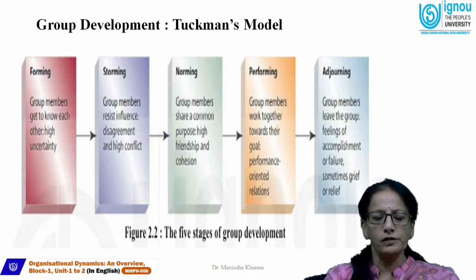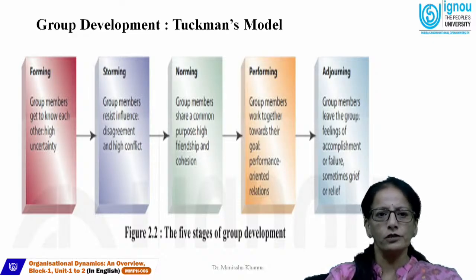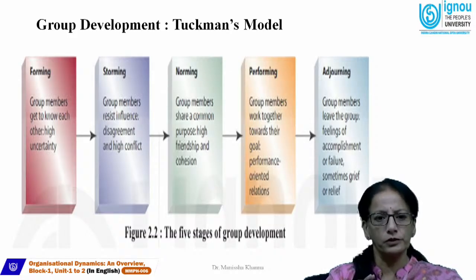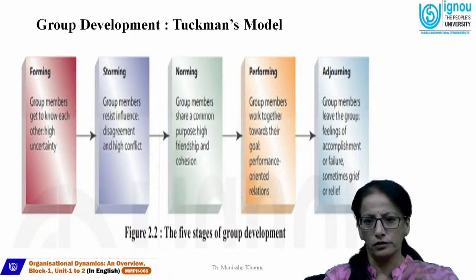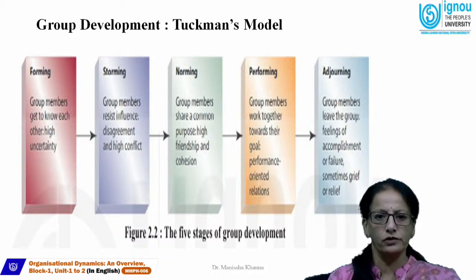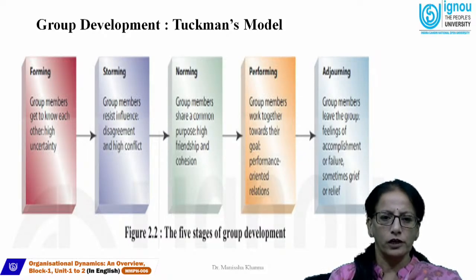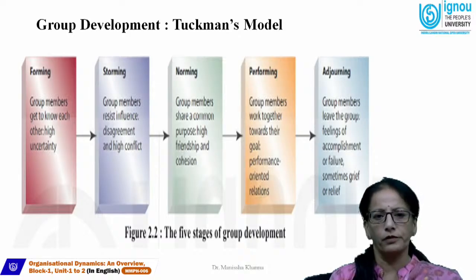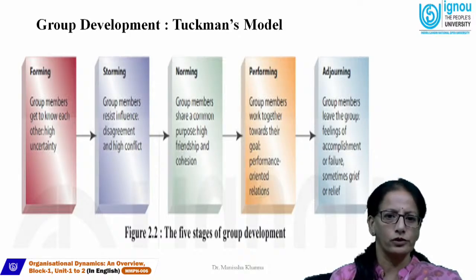Then is Tuckman's group development theory, which consists of 5 stages of group development. First stage is forming, where the individuals come together and form the group based on identified traits, qualification or categorization. Then is storming, when the group members try to influence each other and work out who is aligned and who is not aligned.